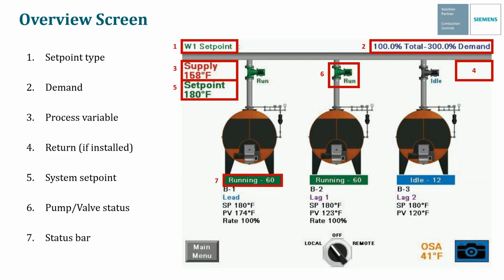The status bar below each boiler tells you what that boiler is doing. So is it running? Is it idle? Is it not communicating? Is it in alarm? It also gives you a number there, and that number is actually the LMV phase. Those of you that are very familiar with the LMVs will know that phase 60 is normal operation, so the boiler is just on and humming along.